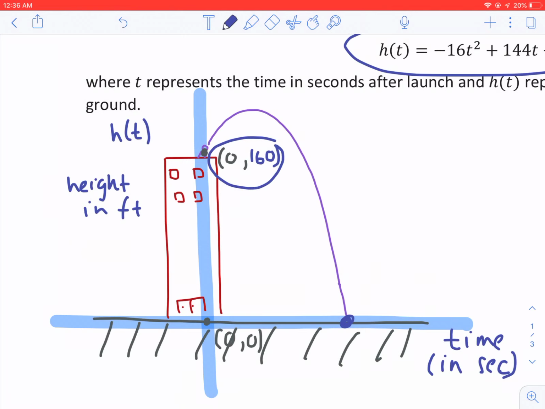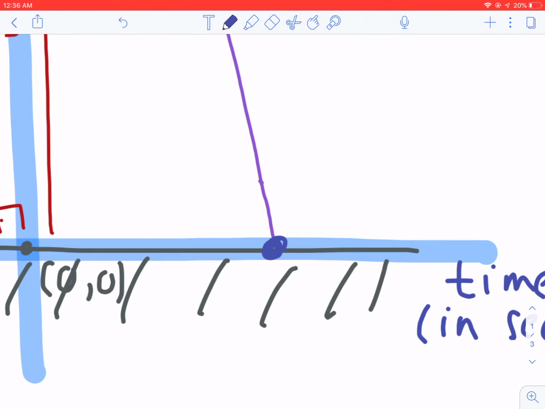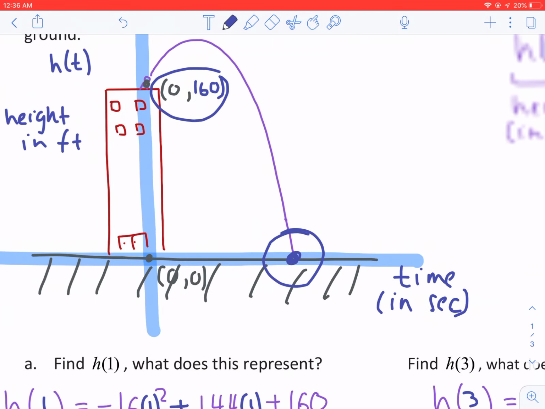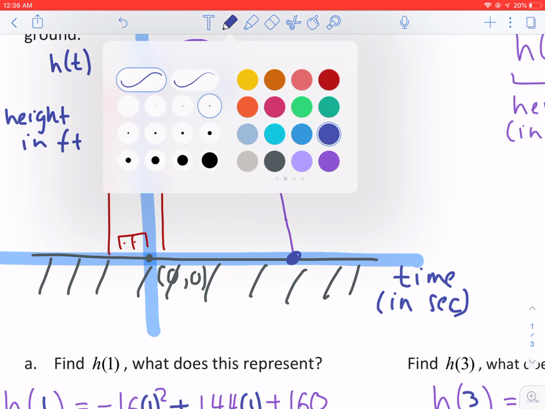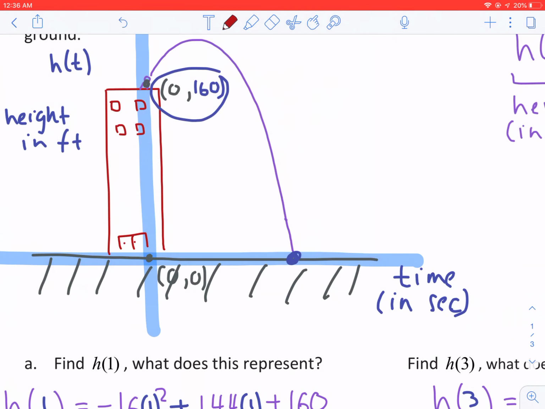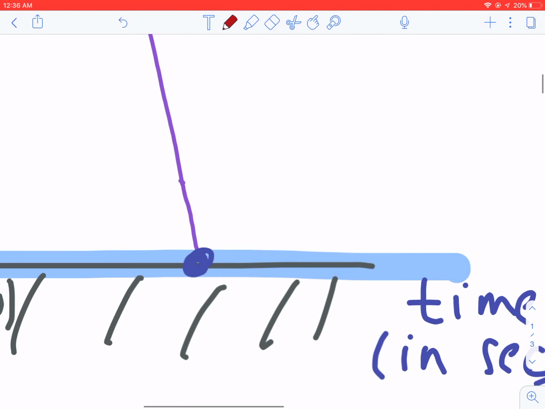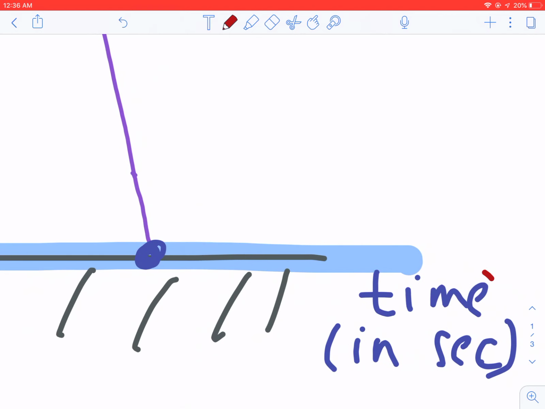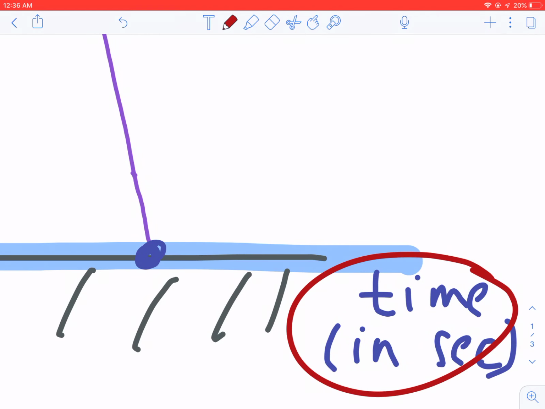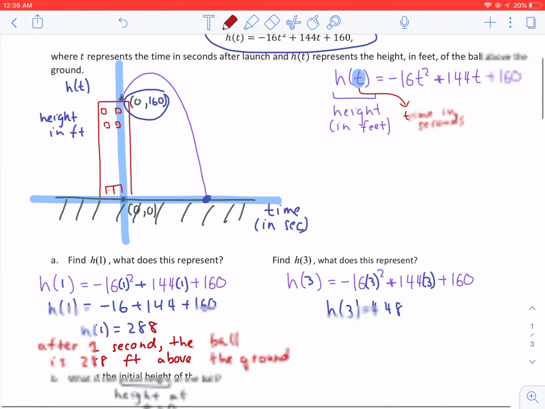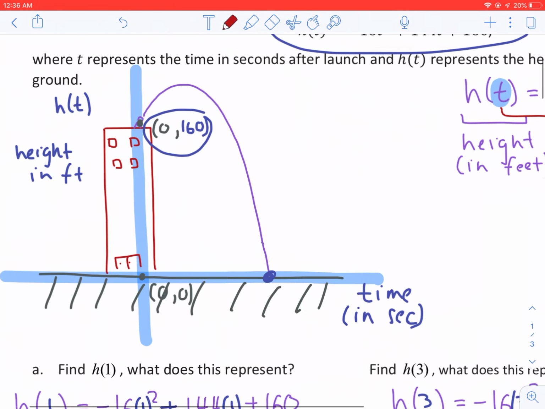Alright. So when we're looking for when it hits the ground, that's going to be right there. So what's the height when something hits the ground? That's when the height is 0. That's going to be the y value. So we're looking for the x value, or the time when it hits the ground. So didn't we say this is a parabola, though?